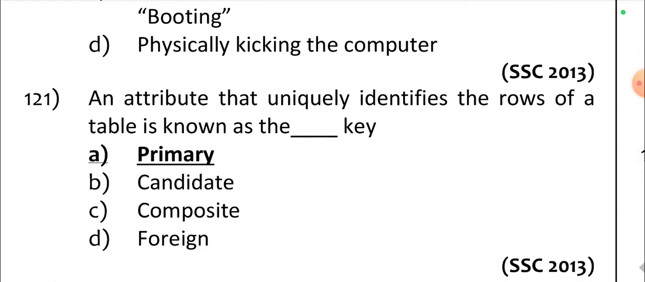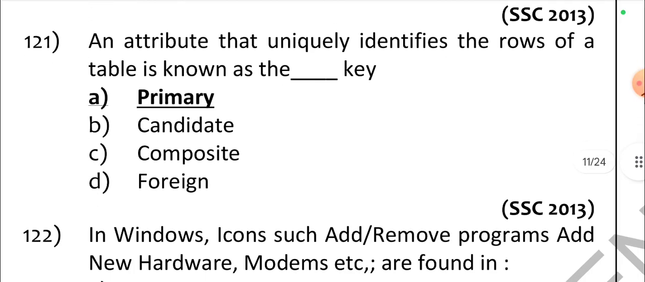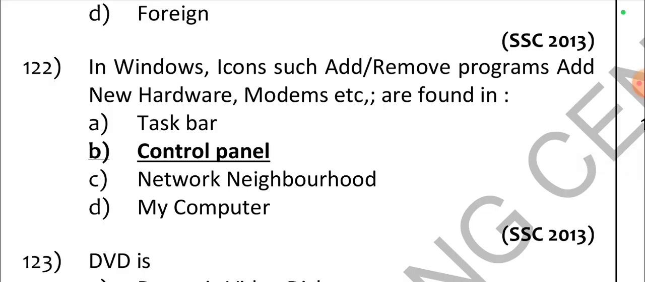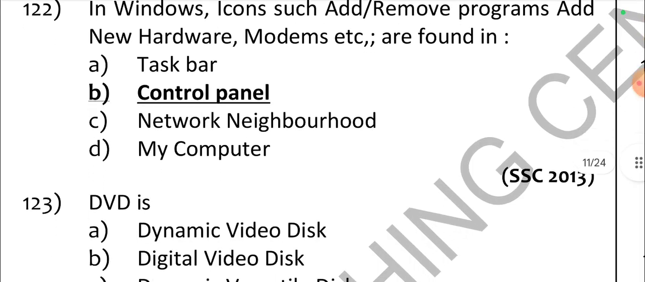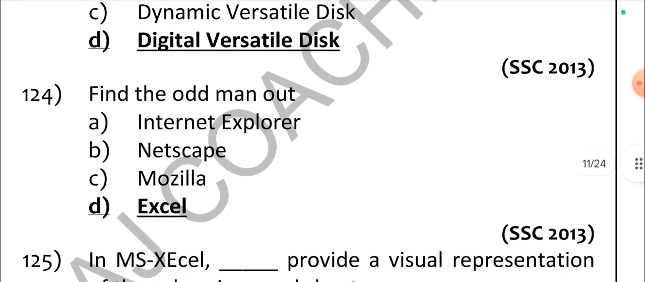An attribute that uniquely identifies the rows of a table is known as the primary key. In Windows, icons such as add or remove programs, add new hardware, modems, etc. are found in the control panel. DVD is digital versatile disk.